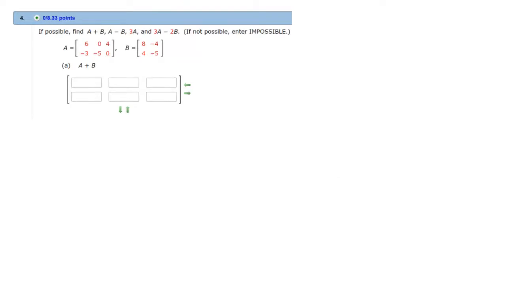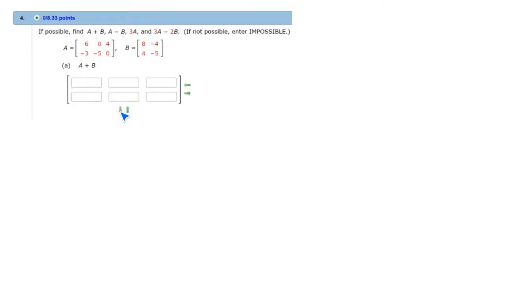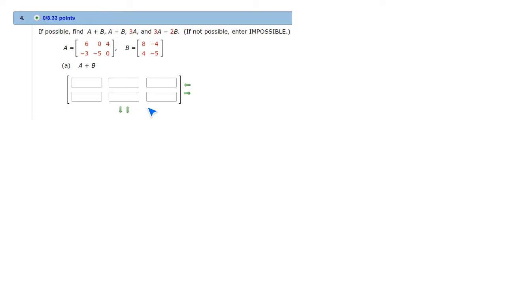Okay. Now, one of the questions I get asked a lot is, I'm trying to put in my answer, but the matrix is not big enough. What do I do? When you're doing these problems, you're going to see these green arrows here. If you press the down arrow, it's going to give you more columns. If you press the one pointing up, it's going to subtract them, and vice versa. If you press these arrows, you can control the size of the matrix.